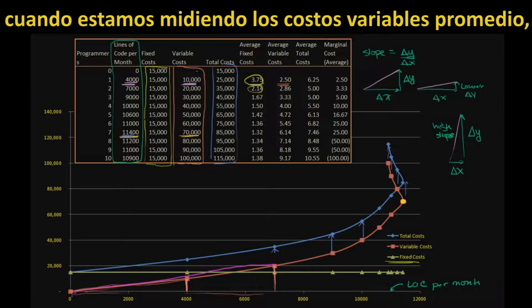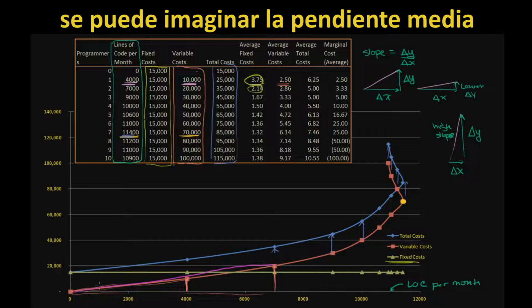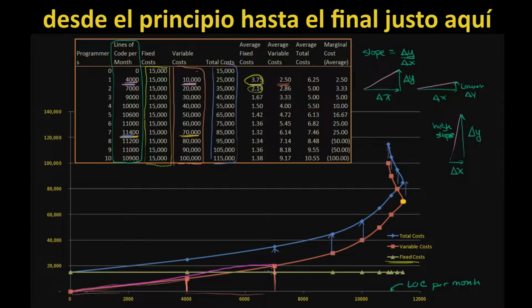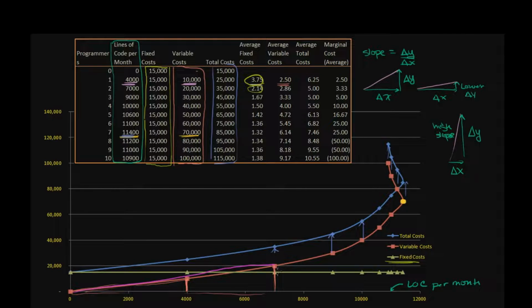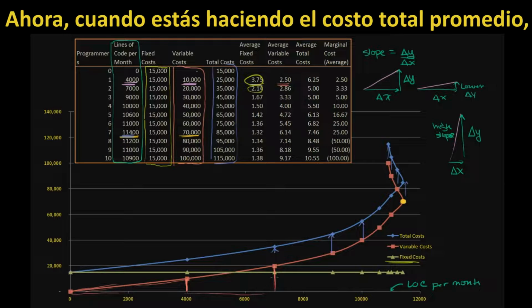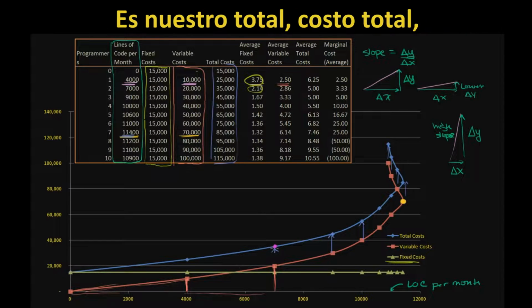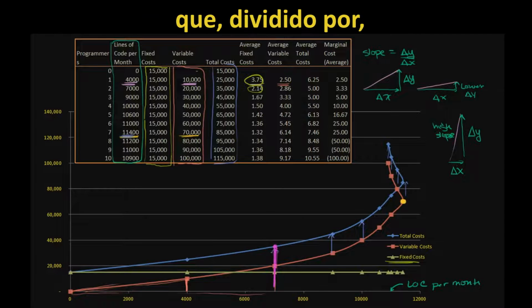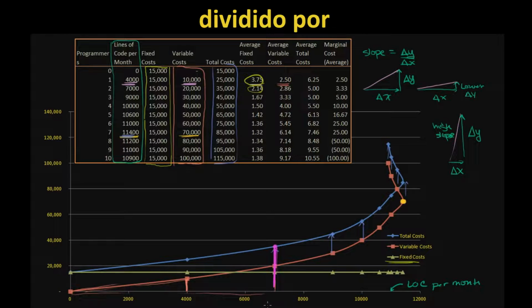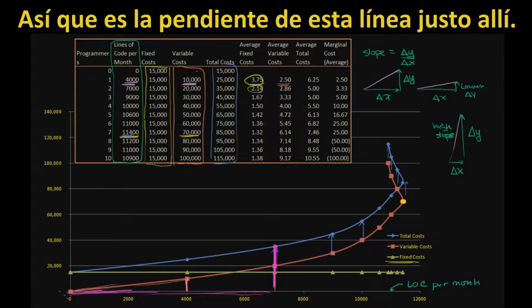When we're measuring the average variable cost, you can imagine the average slope from the beginning all the way to this point right over here. Now when you're doing the average total cost, you're doing the same thing. Average total cost at that point is our total cost divided by the total code. So it is the slope of this line right over there.